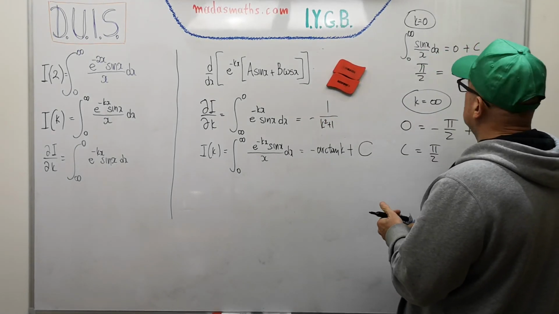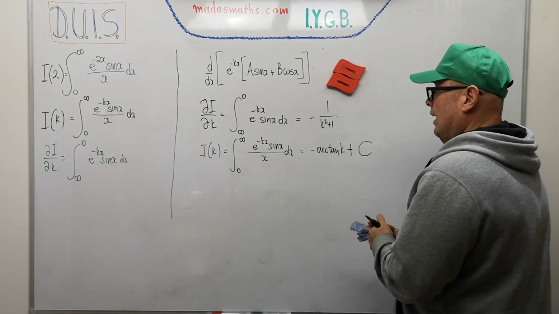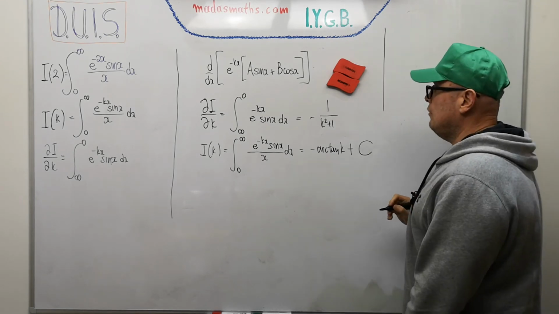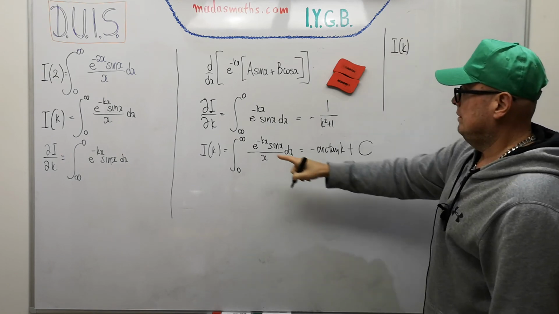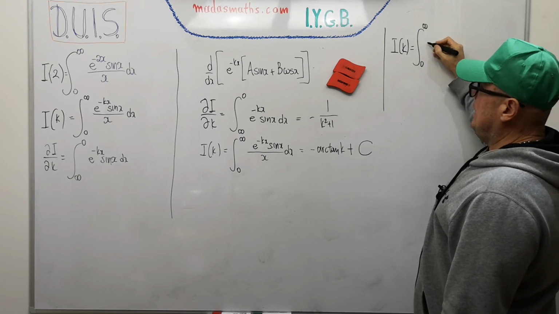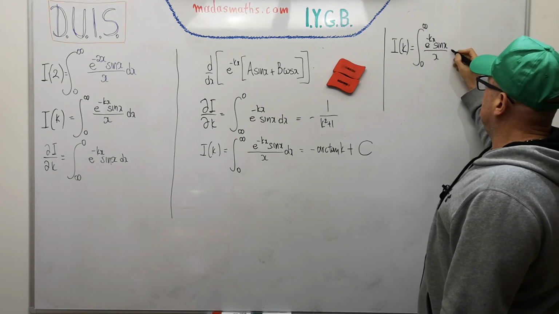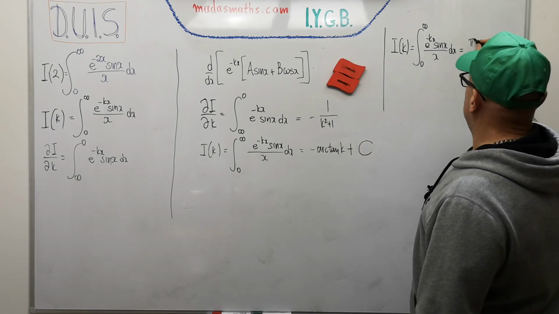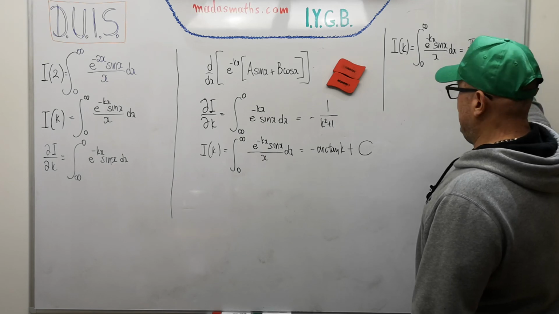So let me just clear this side and see what has happened so far. What we've done so far, I'll write it up here and I'll move out of the way. We have come up with the answer that the I of k, which is this integral here, naught to infinity e to the minus kx sine x over x dx, is equal to pi over 2 minus the arctan of k.